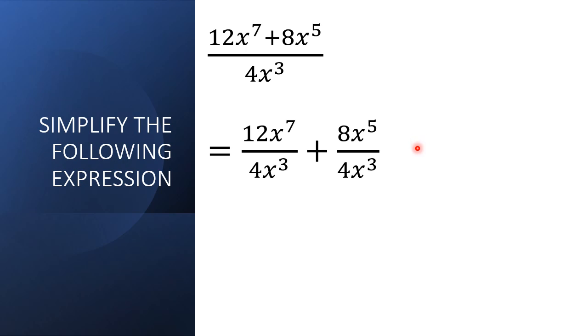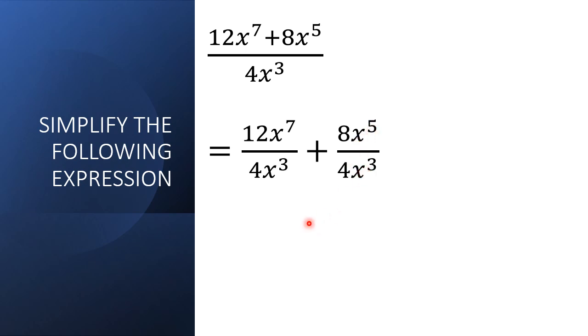Now that we are dividing these two terms, all we need to do is to divide the coefficients, and then with the second factor, realize that we are dividing powers with the same base. If you divide powers with the same base, what we do is that you keep the base and you subtract the exponents. So 12 divided by 4 will give us 3. x to the power of 7 divided by x to the power of 3, you keep the base, which is x, and you subtract the exponent. So 7 minus 3. Plus 8 divided by 4 will give us 2. x to the power of 5 divided by x to the power of 3.